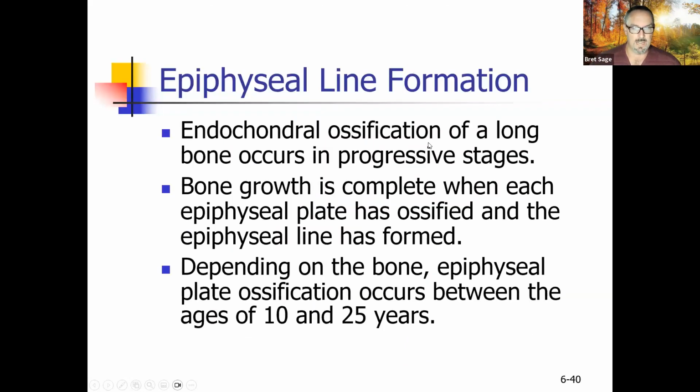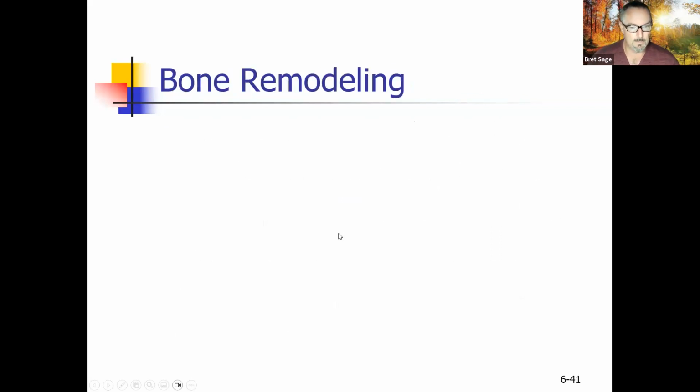Okay, endochondral ossification of a long bone occurs in progressive stages. I showed you that in the previous image. Bone growth is complete when each epiphyseal plate has ossified and the epiphyseal line is formed. Depending on the bone, epiphyseal plate ossification occurs between the ages of 10 and 25 years. So some people stop growing very young, especially women, who tend to reach maximum height earlier than men. Some men continue to get taller all the way up through age 25. And it could be some women at 25 and some men at 10. But as you know, women tend to mature more quickly than males do.